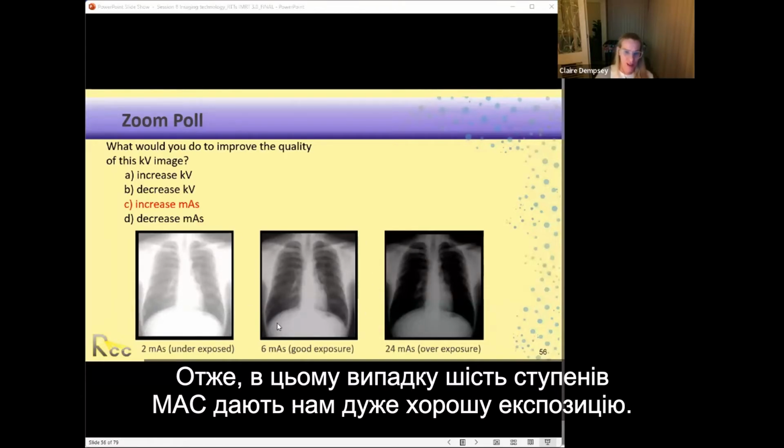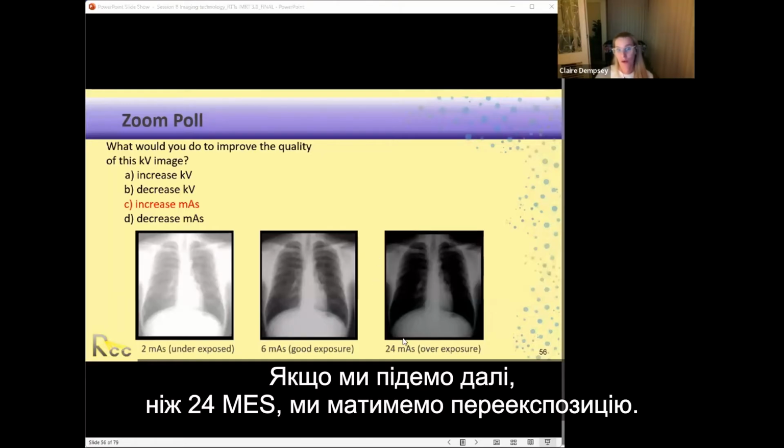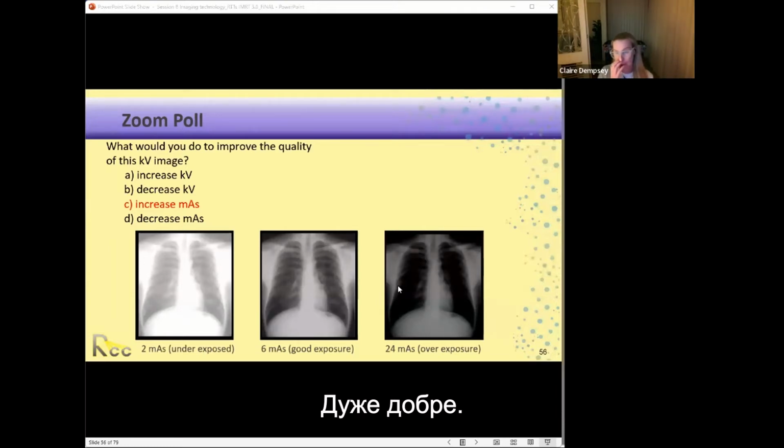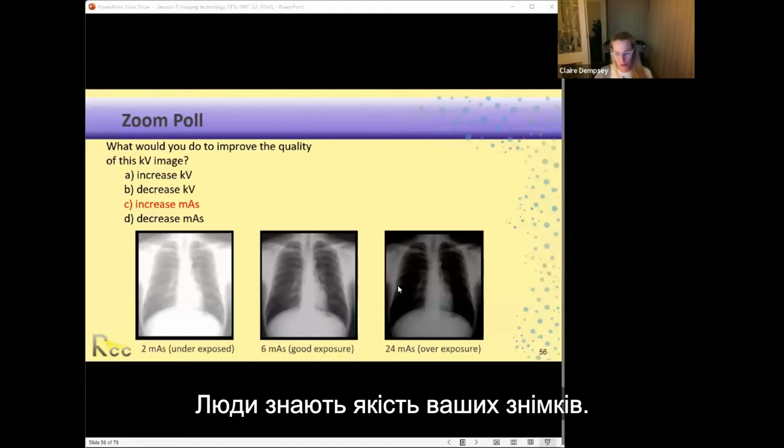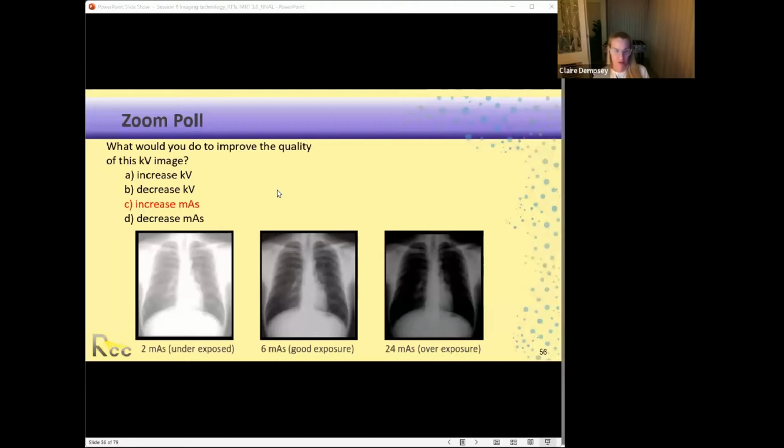So in this case, a 6 MAS gives us a really good exposure. If we go way over, like 24 MAS, we've got an overexposure there. So well done. People know your image quality. Perfect. All right.